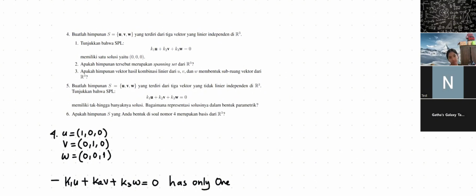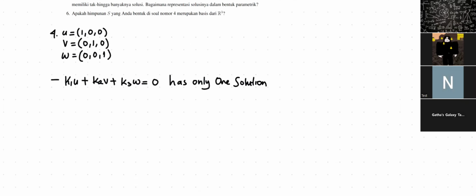Solution. Okay, the first step, we substitute the chosen vectors into the linear combination equation that equals the zero vector. K1 times (1, 0, 0) plus K2 times (0, 1, 0), and then K3 times (0, 0, 1) equals the zero vector.